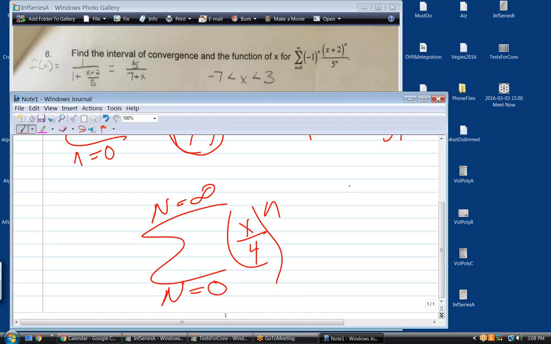Which means x would have to be greater than -4 and less than 4. That's the interval of convergence. Notice that if x were 5, then we would have 5 over 4 to the n. That blows up. That diverges. If x is less than 4, then this number, x over 4, is going to be less than 1. Any number less than 1 is going to converge.